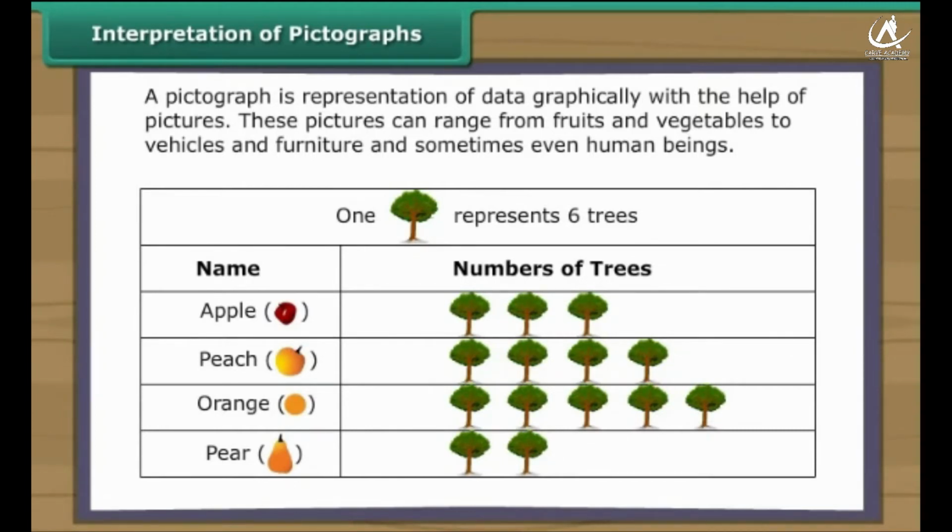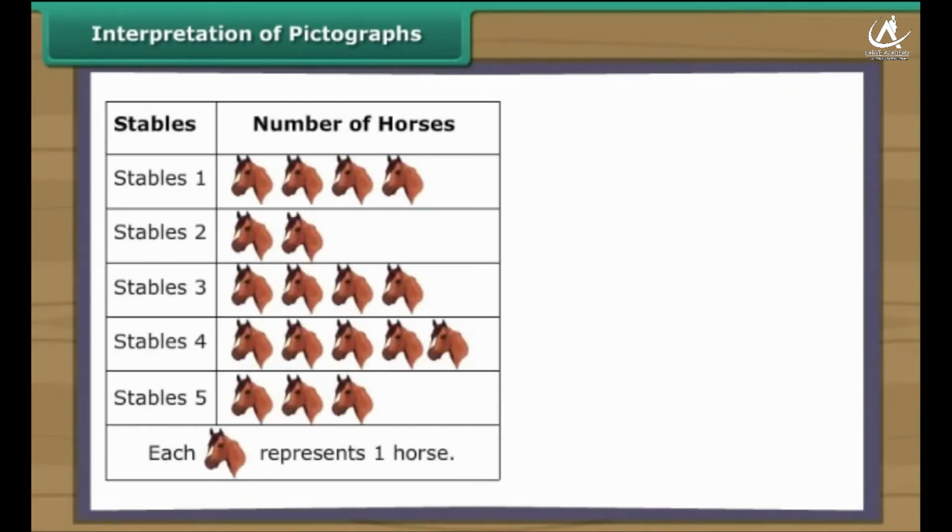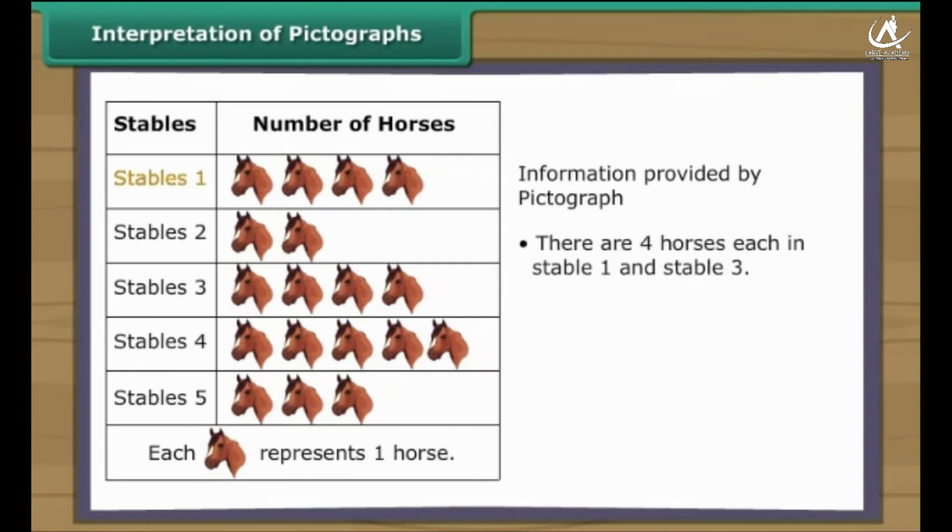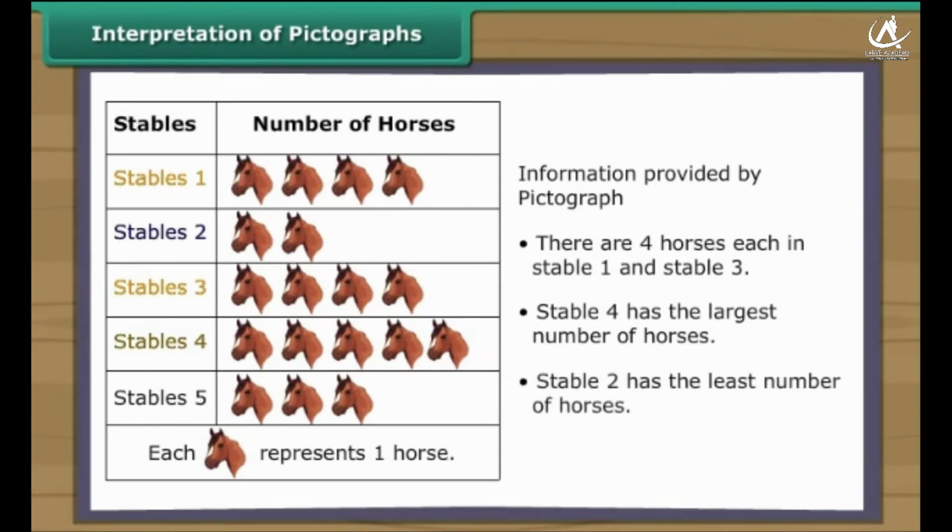These pictures can range from fruits and vegetables to vehicles and furniture, and sometimes even human beings. Let us understand pictographs by interpreting the data they represent. Look at this pictograph. It shows details of horses in 5 different stables in a village. Each picture of a horse represents one horse. It is clear from the pictograph that there are 4 horses each in stable 1 and stable 3. Stable 4 has the largest number of horses. Stable 2 has the least number of horses.